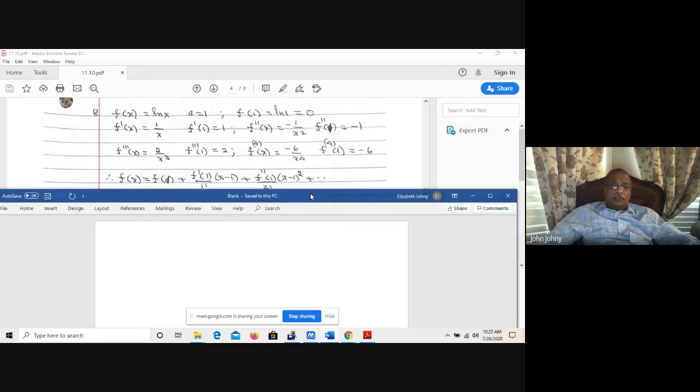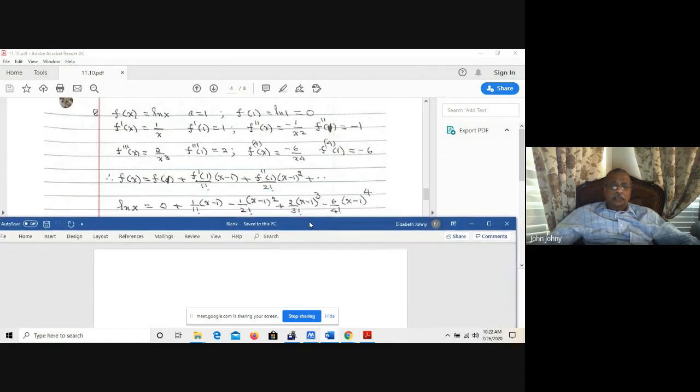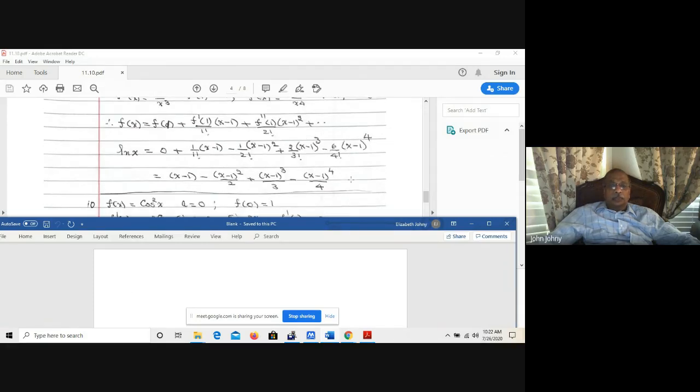Therefore, f(x) is equal to f(a) plus f prime a over 1 factorial, etc. That is the Taylor series. So natural log of x is 0 plus 1 over 1 factorial times (x minus 1), minus 1 over 2 factorial times (x minus 1) squared, plus 2 over 3 factorial times (x minus 1) cubed, minus 6 over 4 factorial times (x minus 1) to the 4.